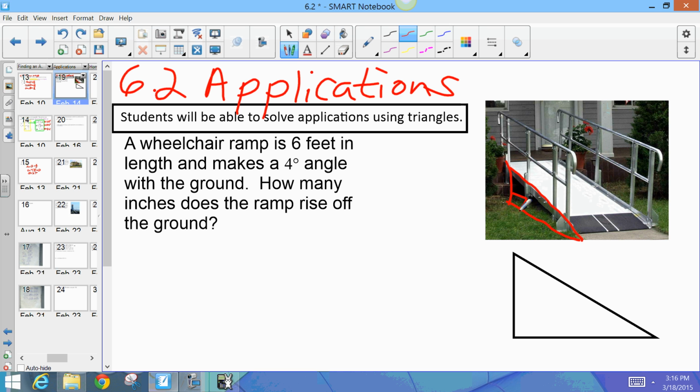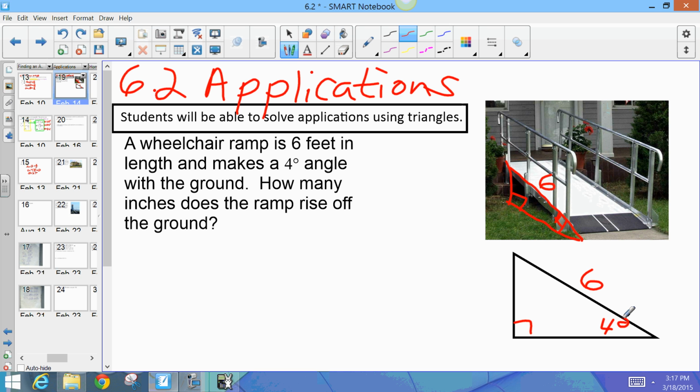All right, so the wheelchair ramp is 6 feet in length. That is the length that the person actually rides on. The hypotenuse is going to be 6. And the ramp makes a 4-degree angle with the ground. Well, where does the ramp meet the ground? Down here. So our hypotenuse is 6. Here's my right angle. And this is 4 degrees right there.